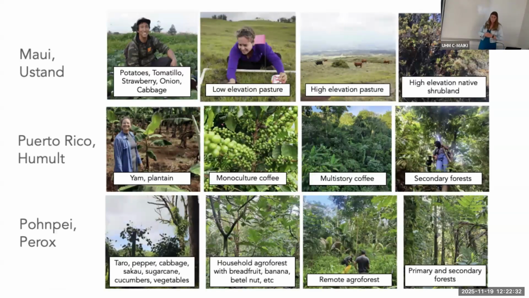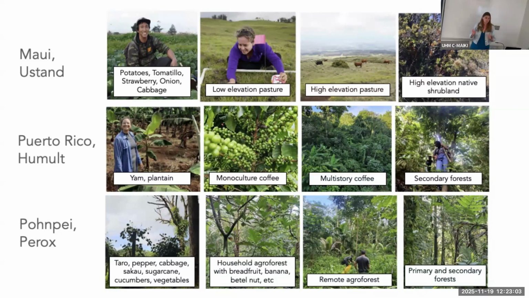And we did field campaigns. And so here we, well, Christina and Tanner, I actually did not go on these field campaigns, but you have Maui, Puerto Rico, and Pohnpei, where they went out. So they controlled for soil type. So in Maui, they just looked at andisols specifically. Puerto Rico, they looked at ultisols, humults specifically, and then Pohnpei, oxisols, perox.